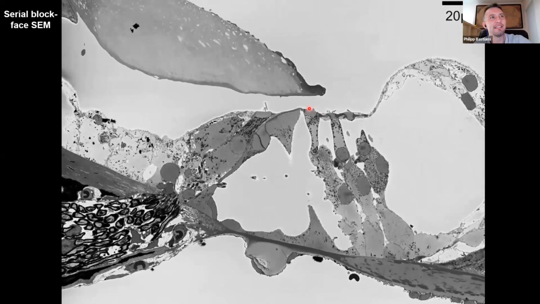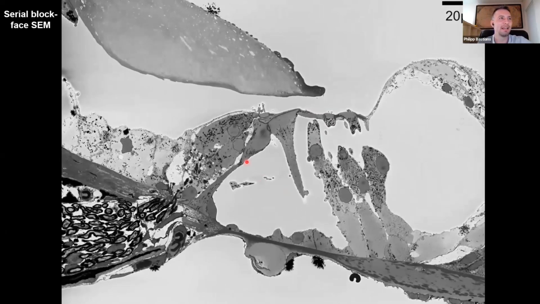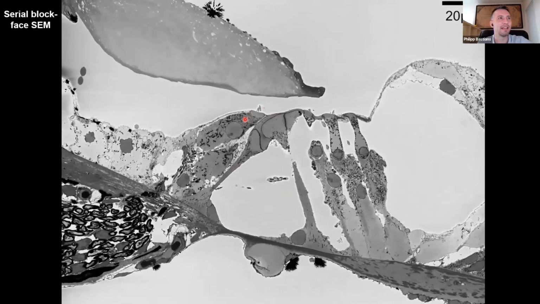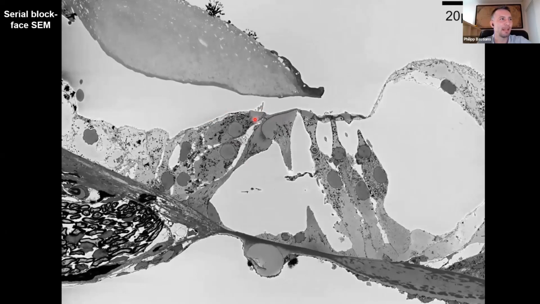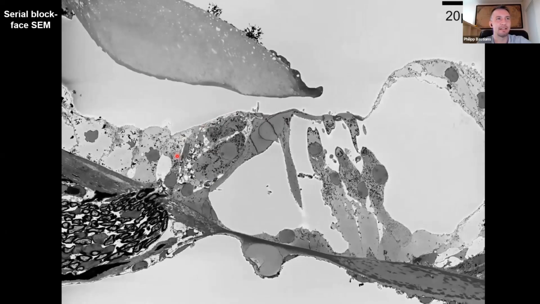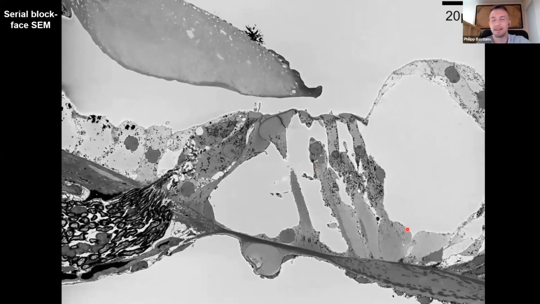You can see the hairs on top, right? And then eventually the inner hair cell, which is sitting here, and all the innervation that's happening at the base of those inner and outer hair cells.